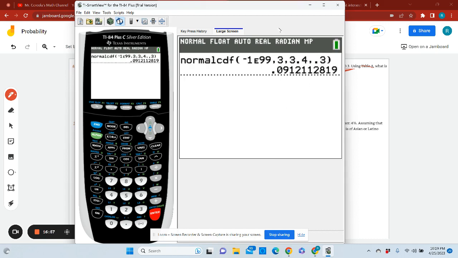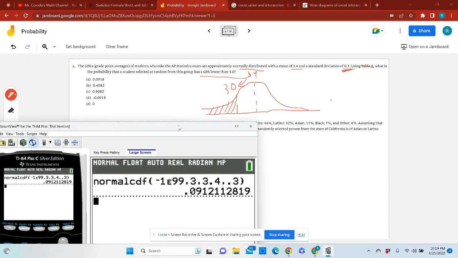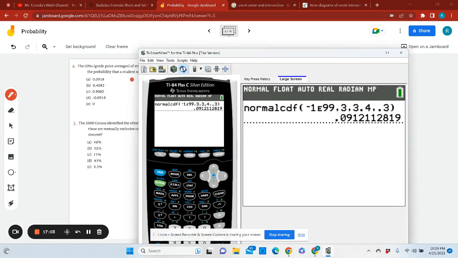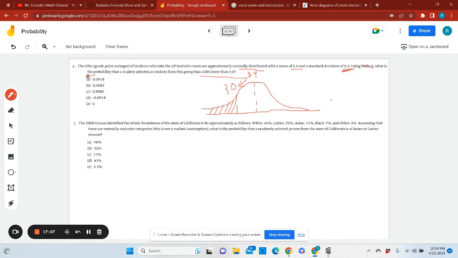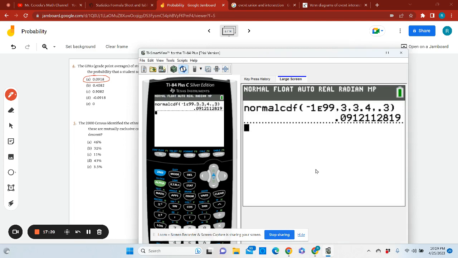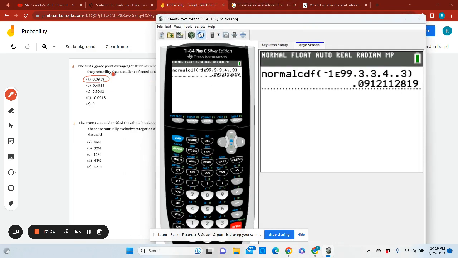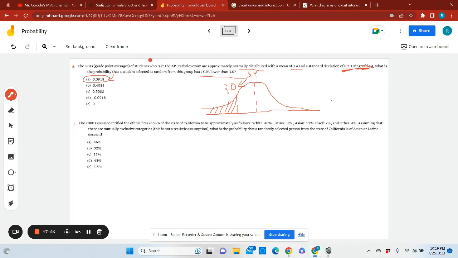And I'm going to get 0.091. Okay, and we get 0.0912. The closest answer to that here is 0.0918, and they say they generated this answer using the table. Obviously we use the calculator, so the answer is slightly different, right? The calculator is going to be better. Okay, so that's how I knew that this guy had to be the answer. It had to be A.